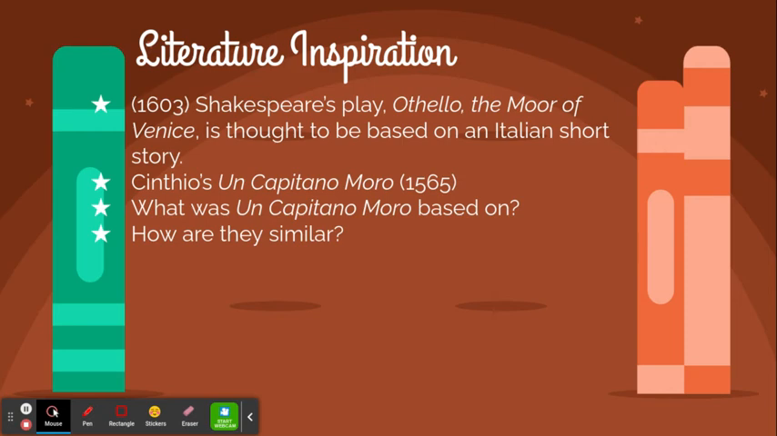It's thought to be based on an Italian short story called Un Capitano Moro. And forgive me if I pronounced that wrong. It was published in 1565 by somebody named Cynthia. And so I had a couple of questions on this slide. What was that original story based on? What happened in that story? And how are the two similar?